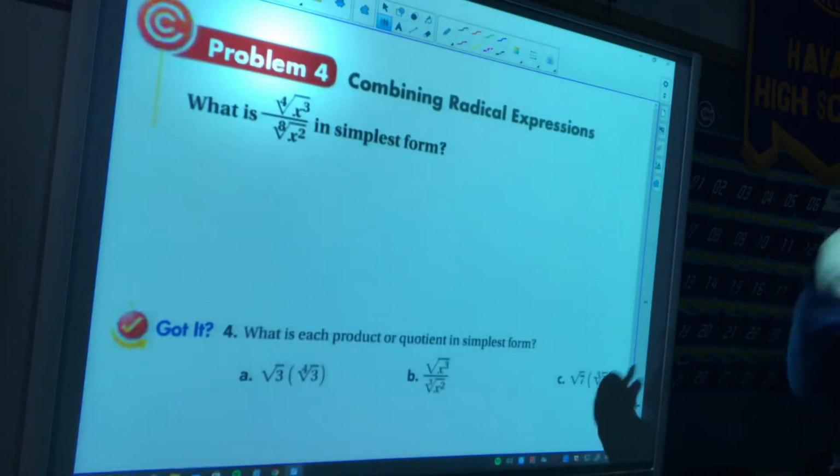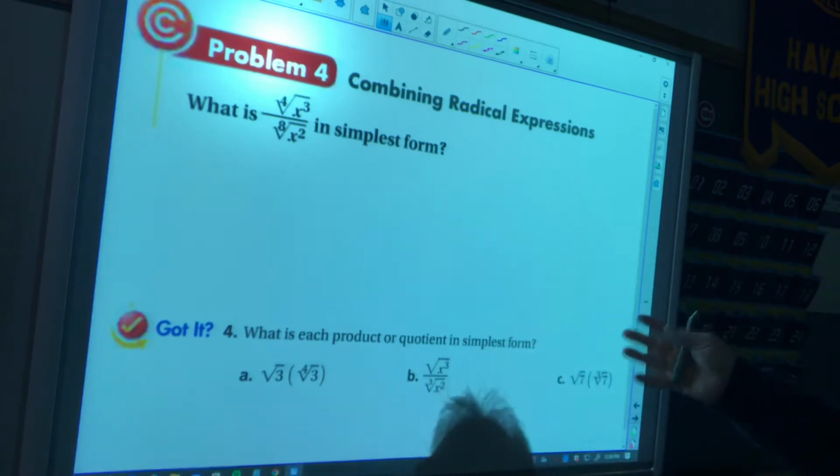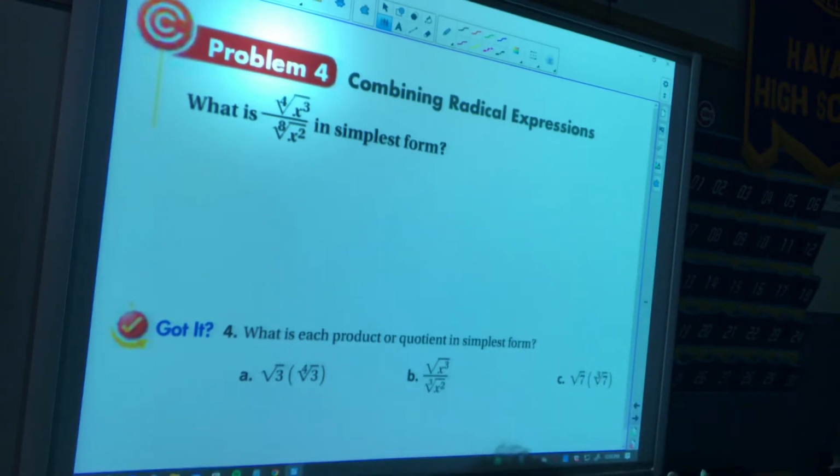All right, now we're going to talk about combining radical expressions. That can be a little bit more complicated. But if you just keep in mind your properties of exponents, and if you're able to convert from radical form to exponent form and then the other way around, you should be okay.